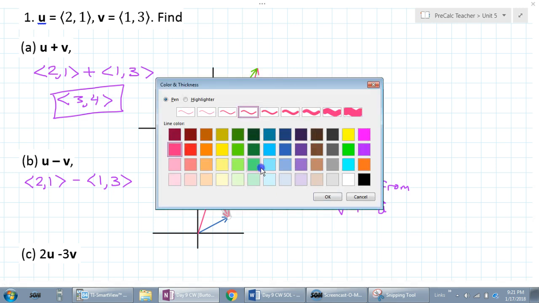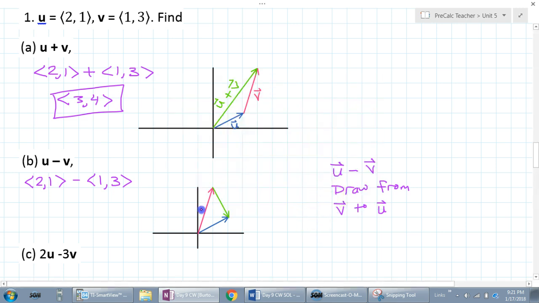And I like to make my resultant vectors green. Alright, so this is what it's going to look like. I'm just going to pause the video and label this. So there you go. And now algebraically we will just subtract the corresponding components. So 2 minus 1 is 1. 1 minus 3 is negative 2. So vector u minus v should be 1 comma negative 2. So let's check our answer that we got graphically, and it does in fact go right 1 and down 2. 1, negative 2. So it works.